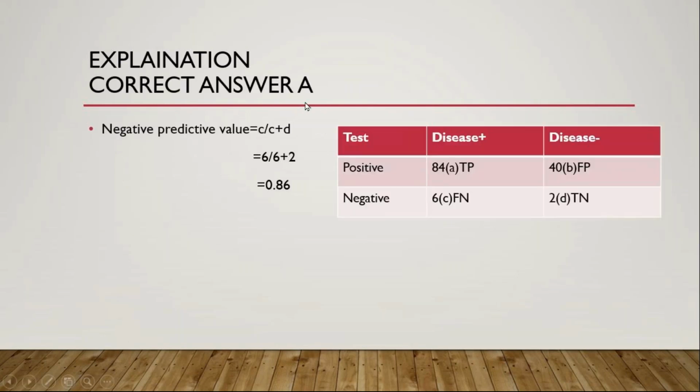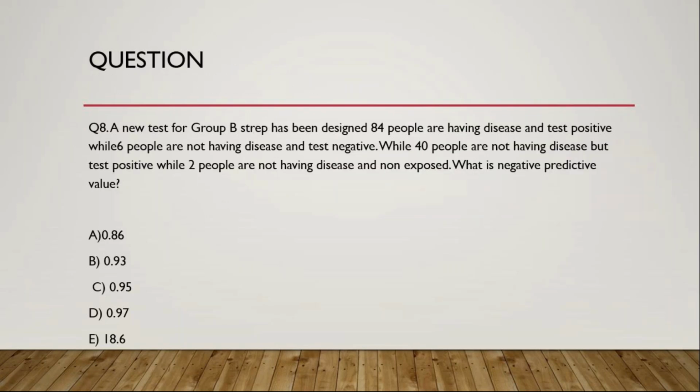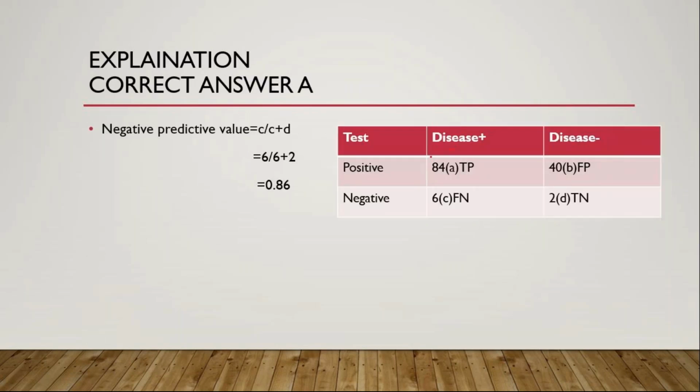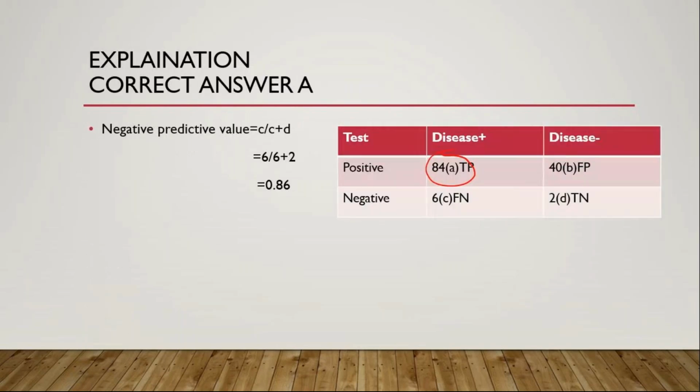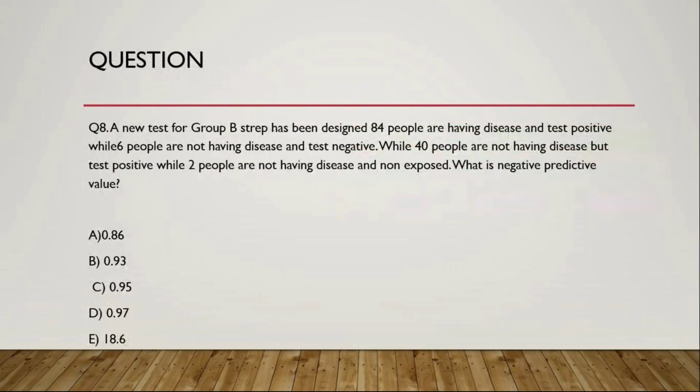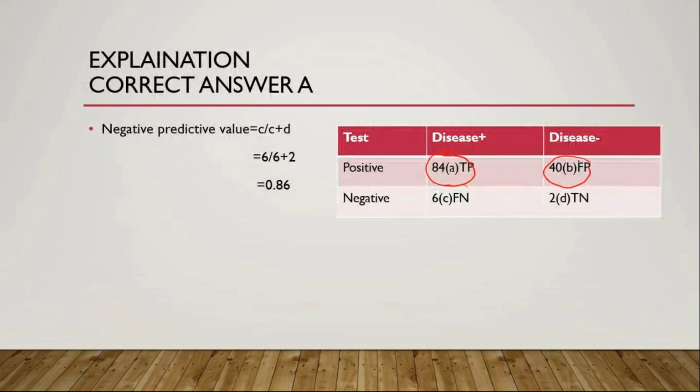Yes, the correct answer is option A, 0.86. So in this question it is there that 84 people are having disease and test positive, so they are true positive. While the 6 people are not having disease and test negative. While 40 people are not having disease but test positive. So 40 will be false positive, 6 will be false negative, and 2 people are not having disease and the test is also negative. So answer is 6 upon 6 plus 2, that is equal to 0.86. So I hope the answer is clear. Can we move further?